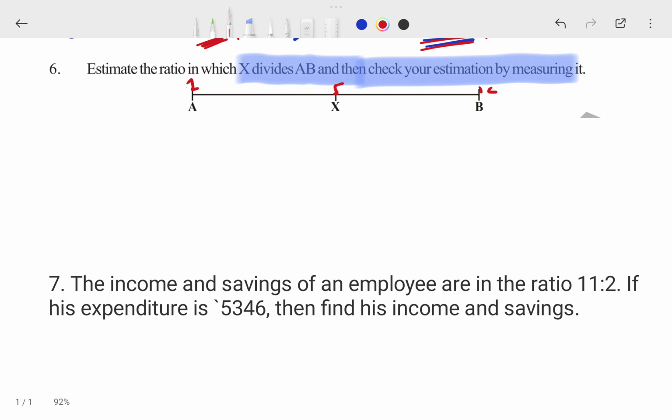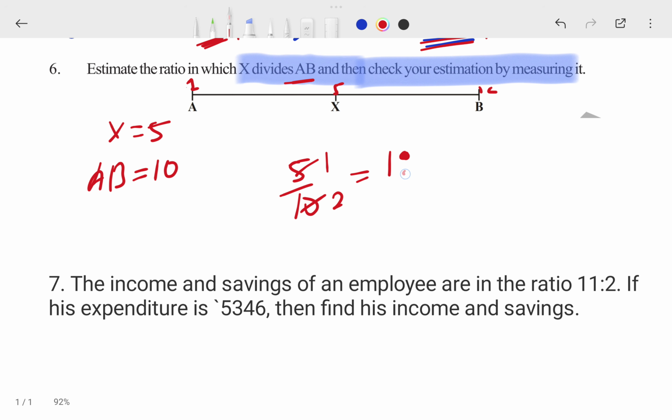Now what is the value of this one? The value of x is 5. The value of ab is 10. So if you want to write this into the ratio, how you can write it: 5 is to 10 is there, 1 time, 2 times. So you can write the ratio as 1 is to 2, simple.